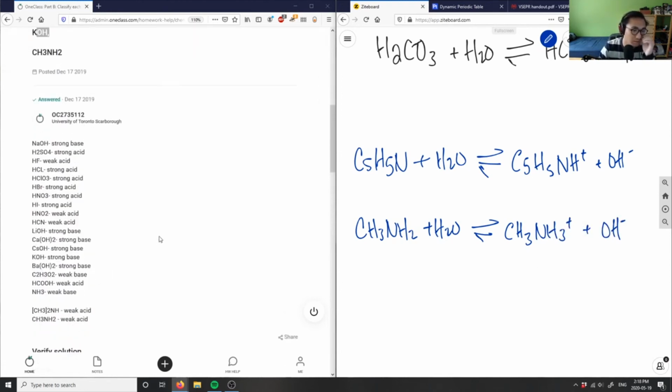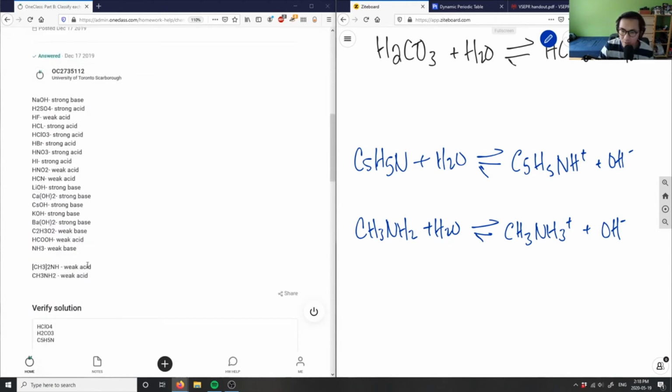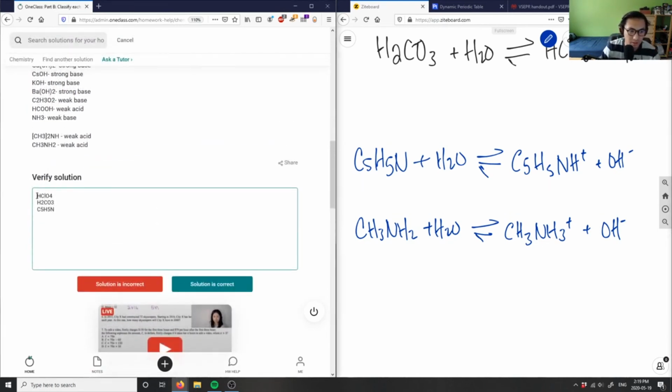Let's see. They wrote here weak acid, actually. Methylamine should be a base here, so I don't know why they wrote a weak acid. That is not correct. This solution here is not correct. CH3NH3 here, yeah, so this is not a weak acid. So I'm going to say the solution here is incorrect because they're missing a lot of stuff.